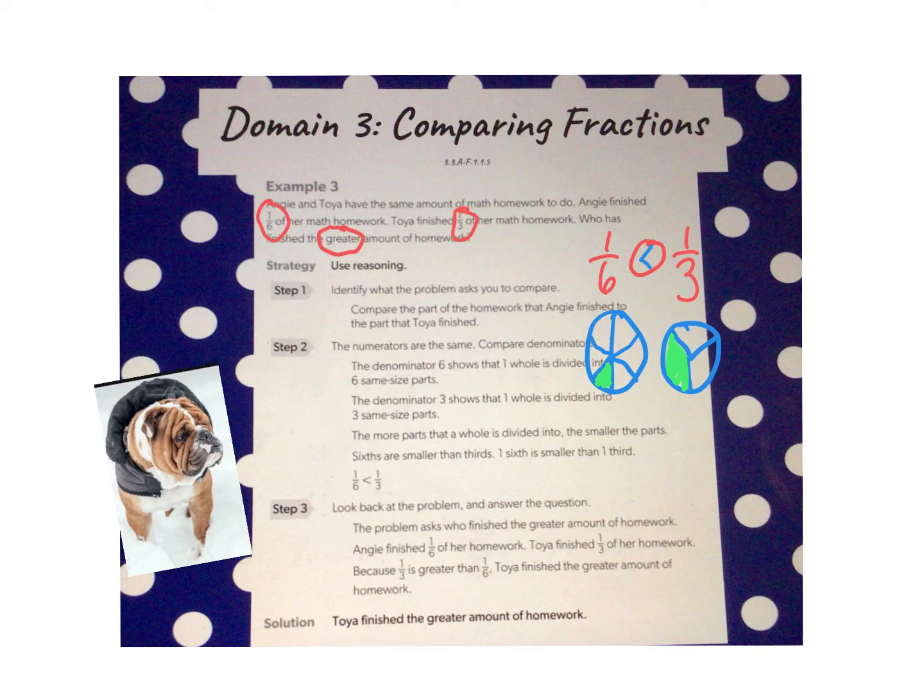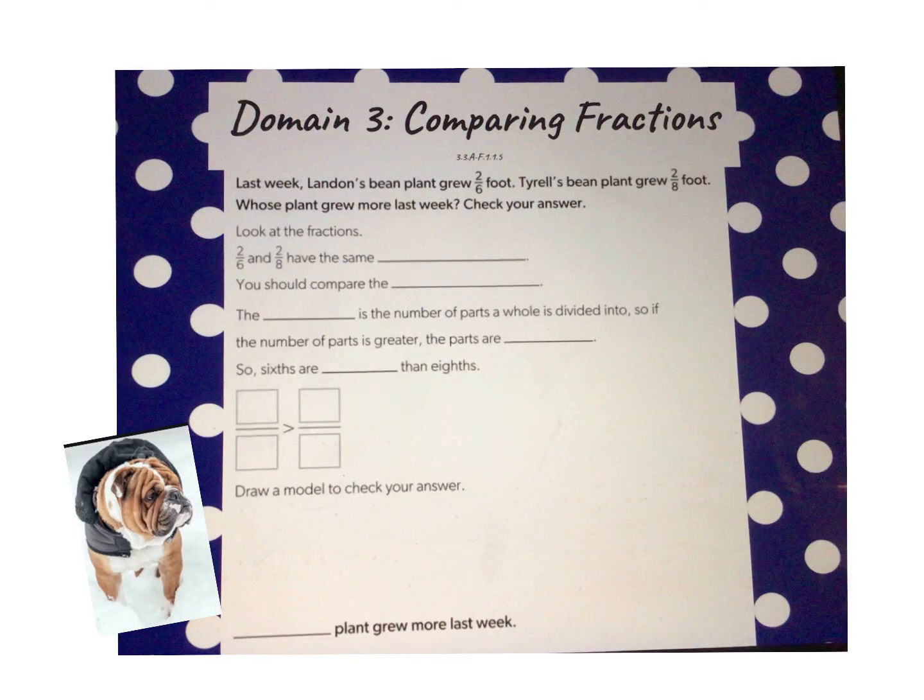So down here, you can see the solution. So this one is Angie. She finished a 6th. And Toya finished a 3rd. So you can see down here, Toya finished the greater amount of homework. So that's what we would write because 1/3 is a greater amount, okay? You can see that, and we proved it with our circles as well, all right? So let's continue. One more.